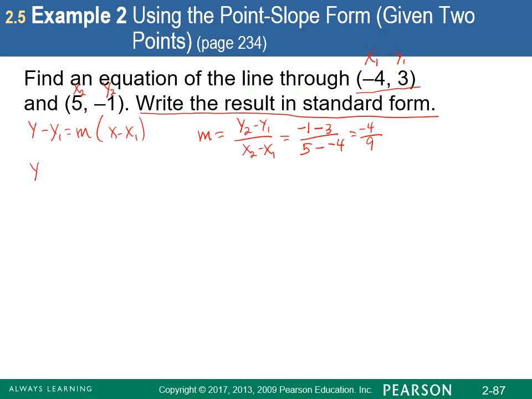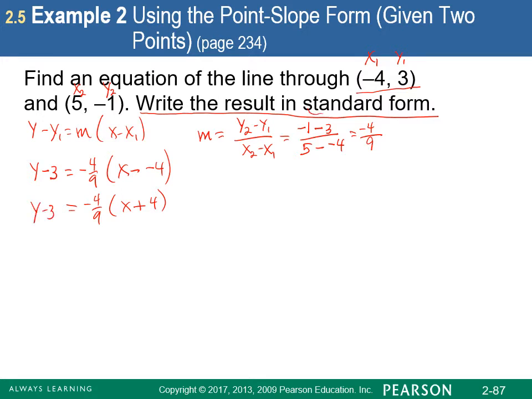So here's y minus y1, which is 3, -4/9, and x minus x1, which is -4. Now we'll begin by taking care of this minus problem. And of course that would be an x plus 4. 2 minuses make a plus.